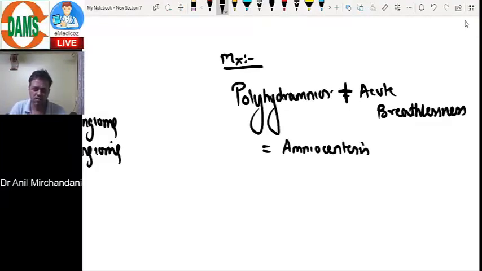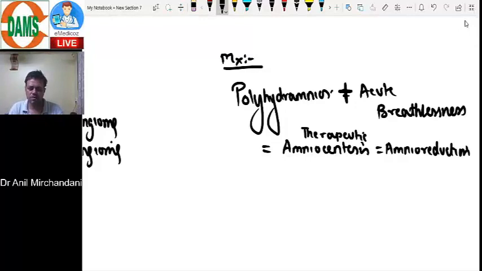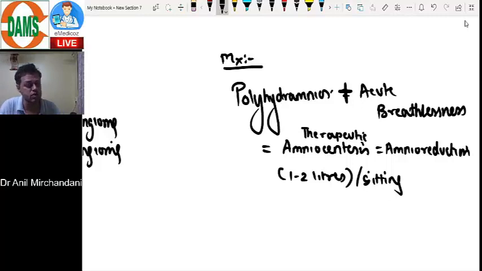amniocentesis. This would be for therapy, so it is called therapeutic amniocentesis. Therapeutic amniocentesis is also called as amnioreduction. 1 to 2 liters of fluid per sitting can be removed. Now, those patients who require therapeutic amniocentesis again and again, definitely there must be congenital anomaly like anencephaly or open neural tube defect, something like that.